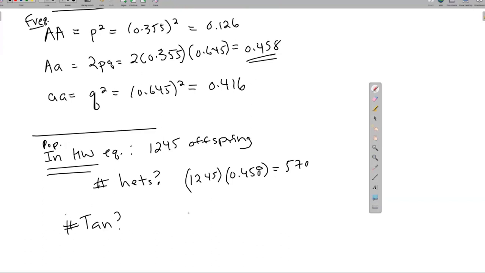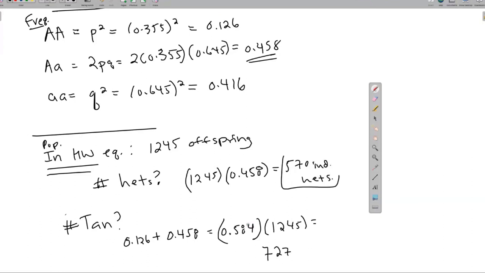So if we add the frequency of the tan with big A plus the frequency of tan with big A little a, that's going to equal the frequency of tan individuals. Then we just multiply that by the population size, and that gives us a number. It can't be a fraction because it's people, but we expect 727 individuals that are tan for that one.